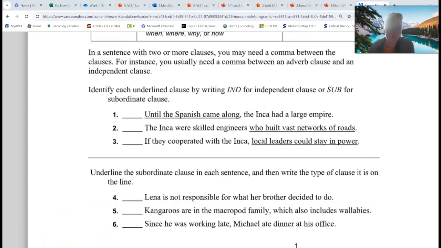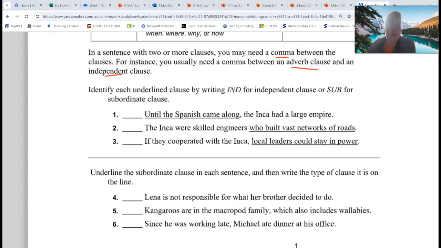Okay, you've probably or hopefully paused me. Welcome back. All right, so something else to note. In a sentence with 2 or more clauses, you may need a comma between the clauses. For instance, you usually need a comma between an adverb clause and an independent clause. So something to keep in mind. Identify each underlined clause by adding IND for independent clause or SUB for subordinate clause. So you need to have a strategy.